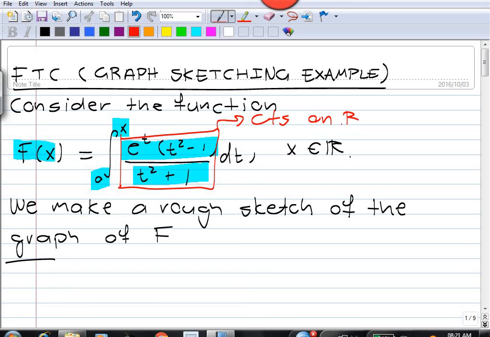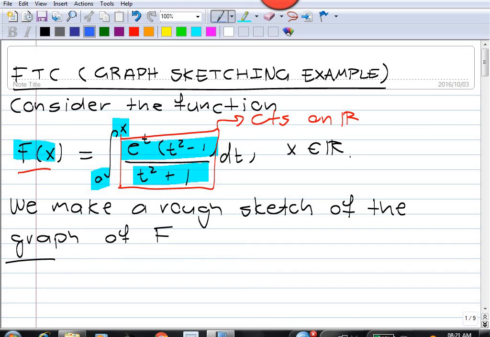real line, and therefore our function f is defined on the whole real line, and moreover, due to the fundamental theorem of calculus, it is in fact differentiable on the whole real line. Now we want to make a rough sketch of the graph of f so that we have some idea of what this function looks like and how it behaves.